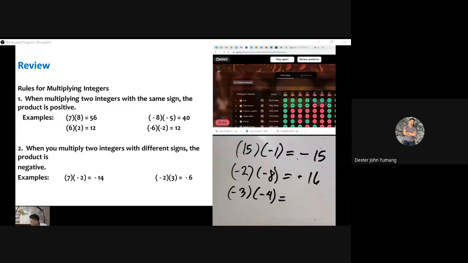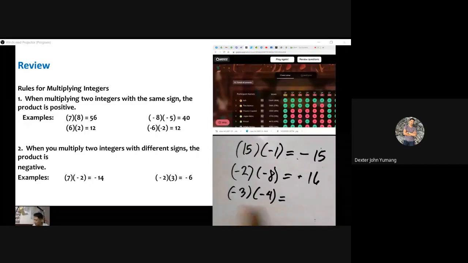Positive 12. Tingnan natin kung tama ba ang sagot nila. Cindy, Charisse, Dansley, and Lourdes. Same answer, 12. Ashley is also the same. 12 din po. Nico is also 12. So let's find out.